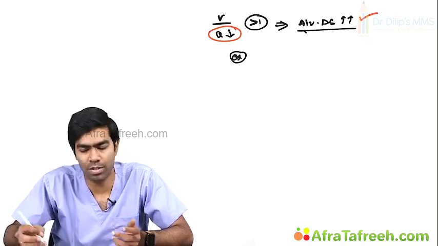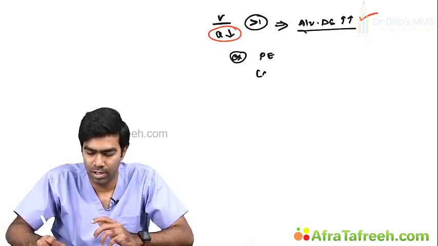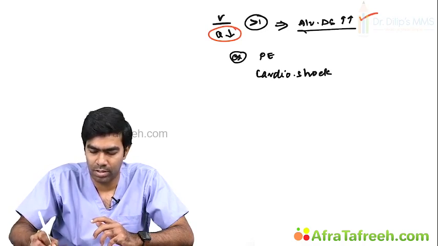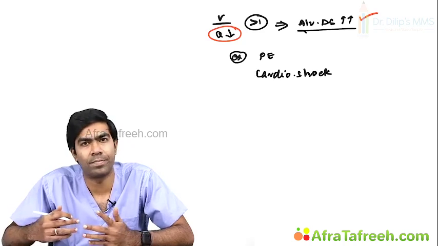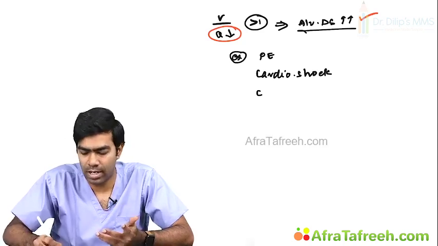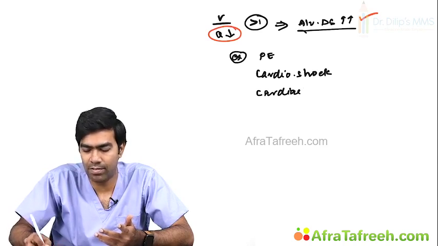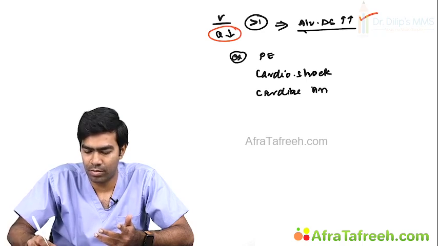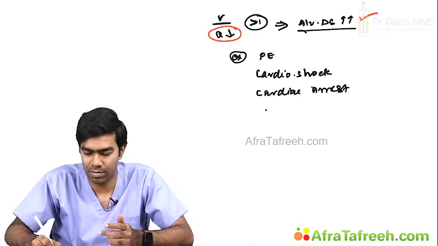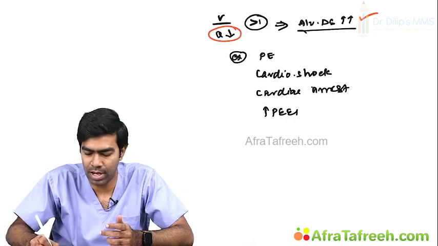So examples, very simple. What are the conditions that reduce the perfusion? Pulmonary embolism, cardiogenic shock and cardiac failure, and you have cardiac arrest, and finally increased intra-alveolar pressure. What do you mean by increased intra-alveolar pressure? Whenever you increase the PEEP or very high level of positive pressure ventilation. These are the classic examples.